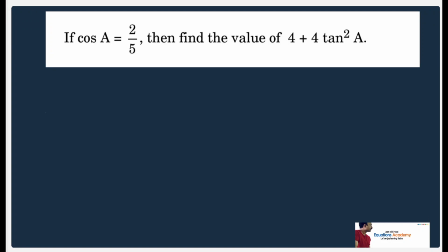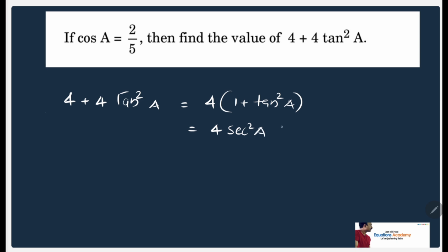If cos A is equal to 2 by 5, then find the value of 4 plus 4 tan square A. 4 plus 4 tan square A is equal to, if you take 4 common, it will be 4 into 1 plus tan square A. This is equal to 4 into, we know 1 plus tan square A is sec square A, so it will be 4 sec square A.